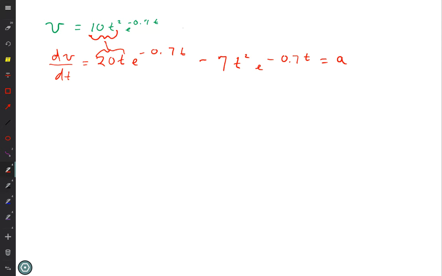So that's my acceleration. Okay, so that's my acceleration. At time equals 0, what would the acceleration be? 0. Okay, acceleration is 0 at time equals 0 because we had t in front of both of them. As time approaches infinity, what's the acceleration going to be?